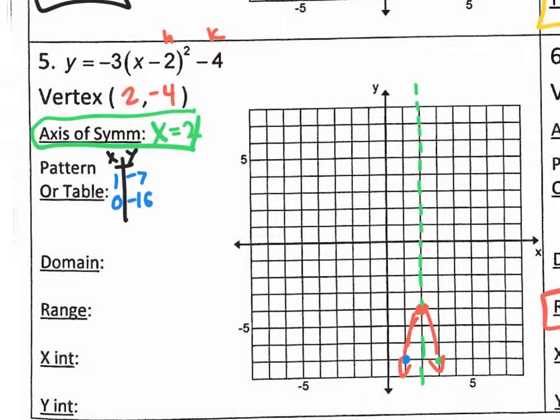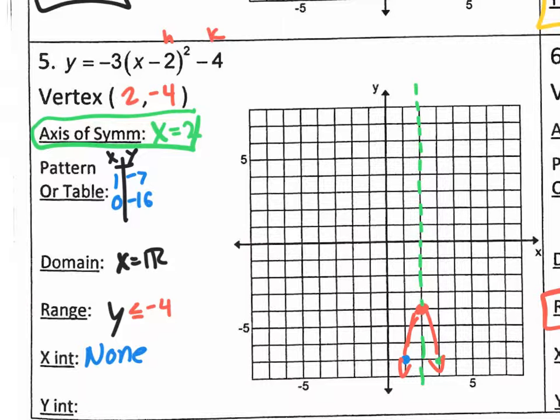Anyway, the domain, x equals all real numbers. The range, y is what? Greater than or equal to, or less than or equal to? Less than or equal to what value? The y value of the vertex, which is negative 4. How about the x-intercept? Where does it cross the x-axis? It doesn't. So you say none, or does not cross, or not applicable, whatever you want. I'd put none. It just doesn't have any x-intercepts.